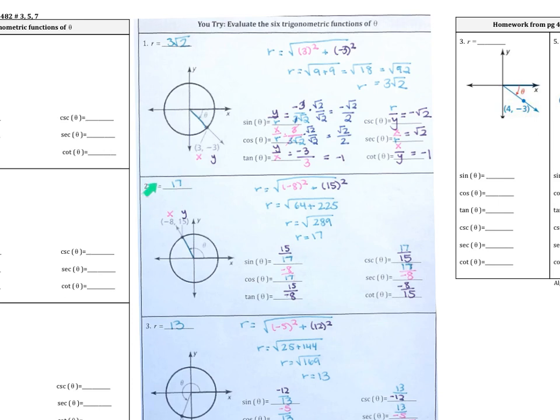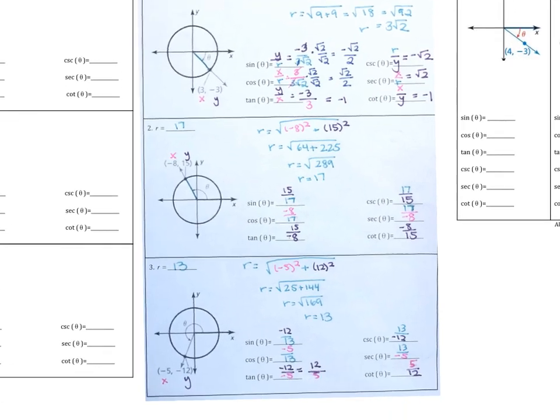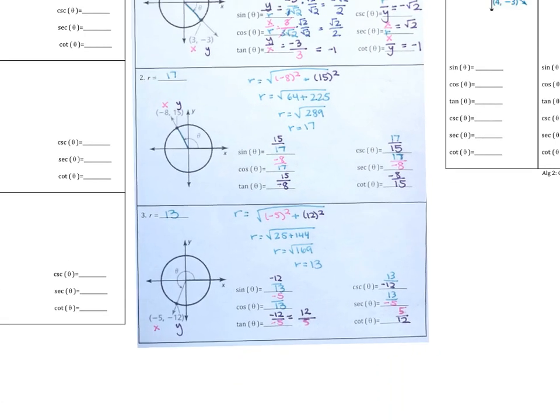For number 2, the radius is 17, and so hopefully you found those trig ratios pretty quickly. Make sure that you are looking at the signs. Signs are very important. And number 3, the radius here is 13.